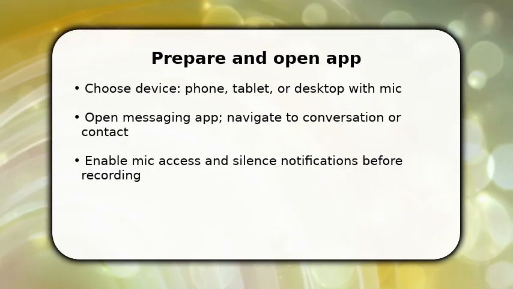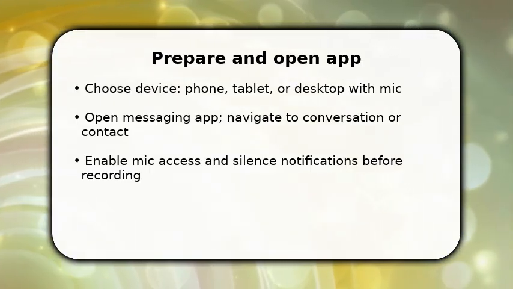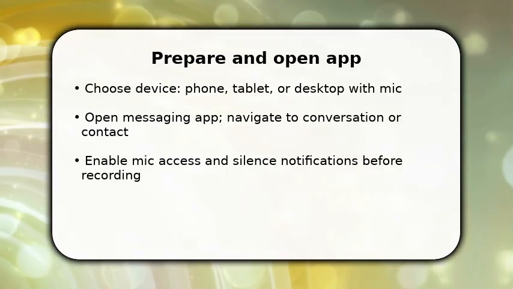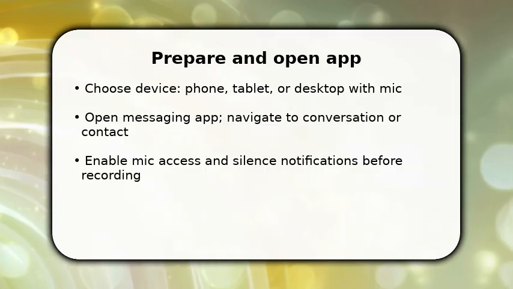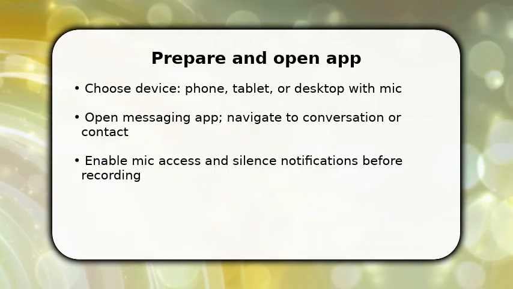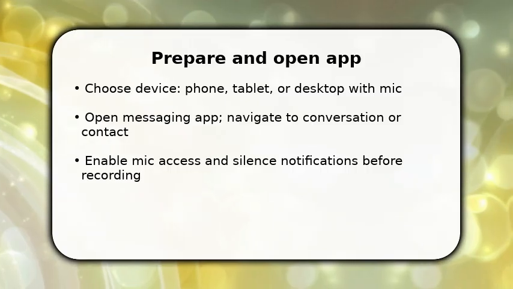You start by confirming the essentials. Pick the device with the clearest mic, then open the messaging app and go to the chat you need. Once done, grant microphone permission and switch to Do Not Disturb so interruptions won't cut the clip. Make sure your mic position is about 6-12 inches from your mouth. This reduces plosives and keeps volume steady.